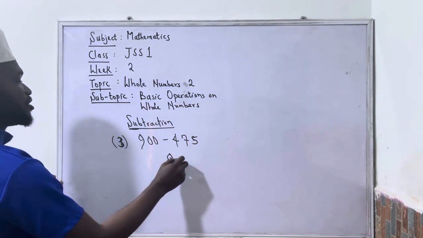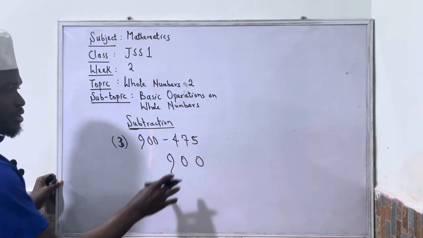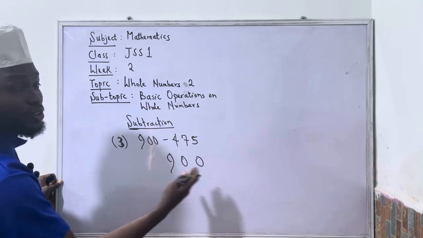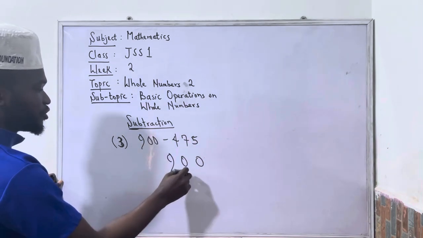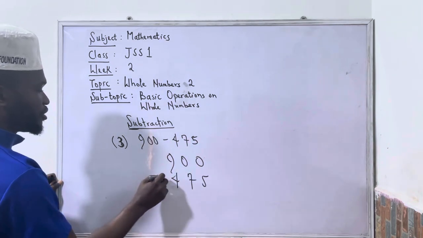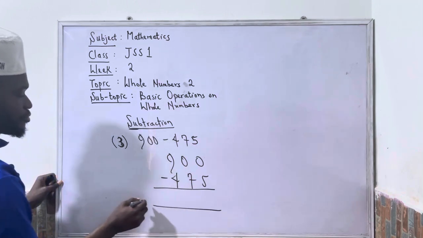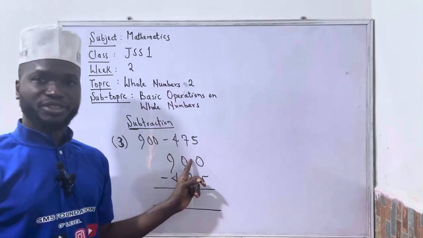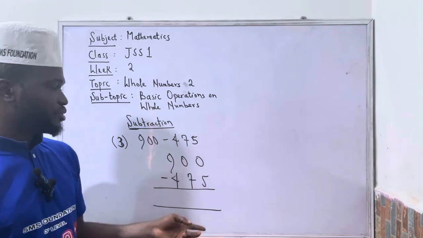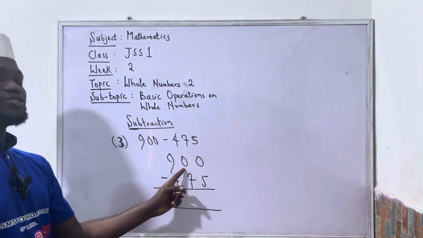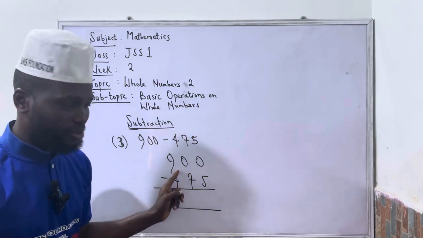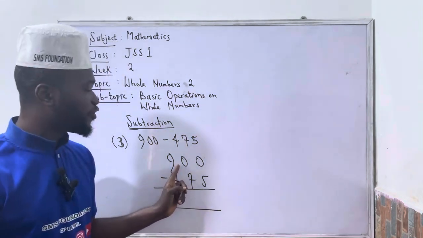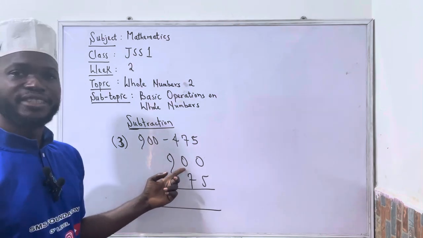Let's have 900, then 475. I have to arrange correspondingly. Let's subtract. Now, you want to subtract 5 from 0. Clearly impossible. So I have to go to the next digit to borrow. This is also 0. It has nothing to offer. How will I deal with this problem?